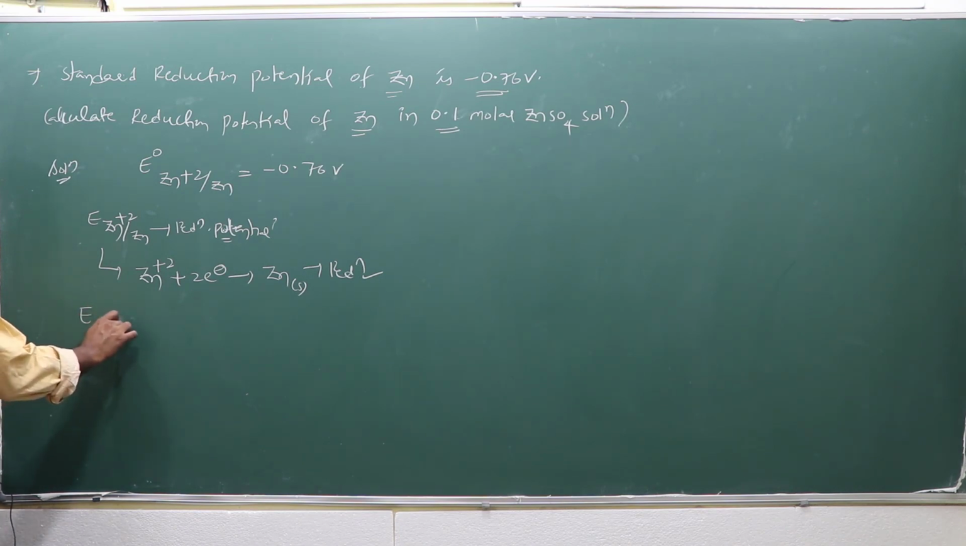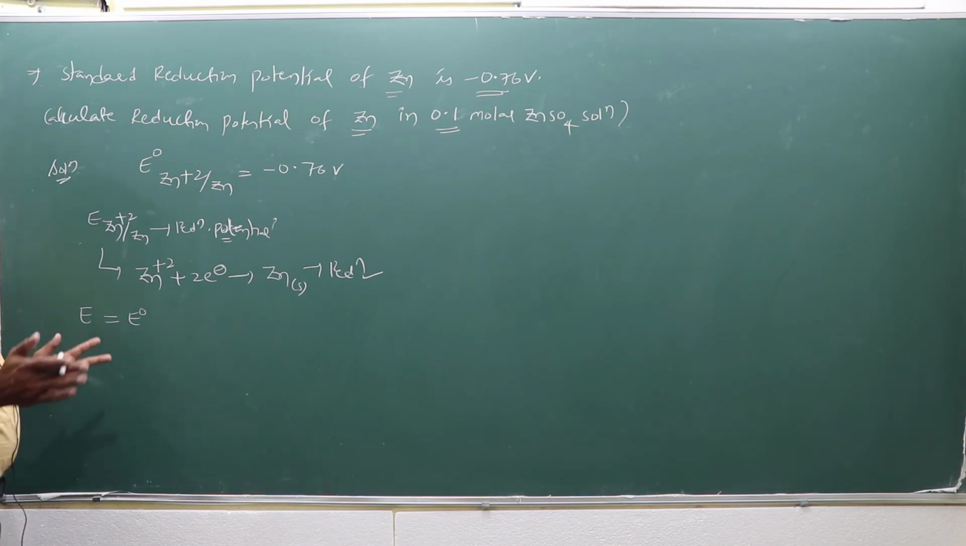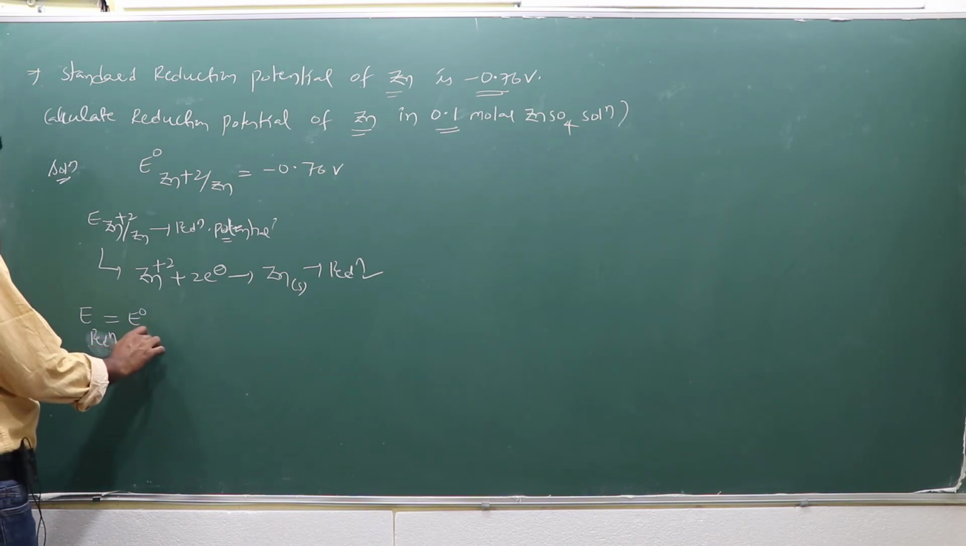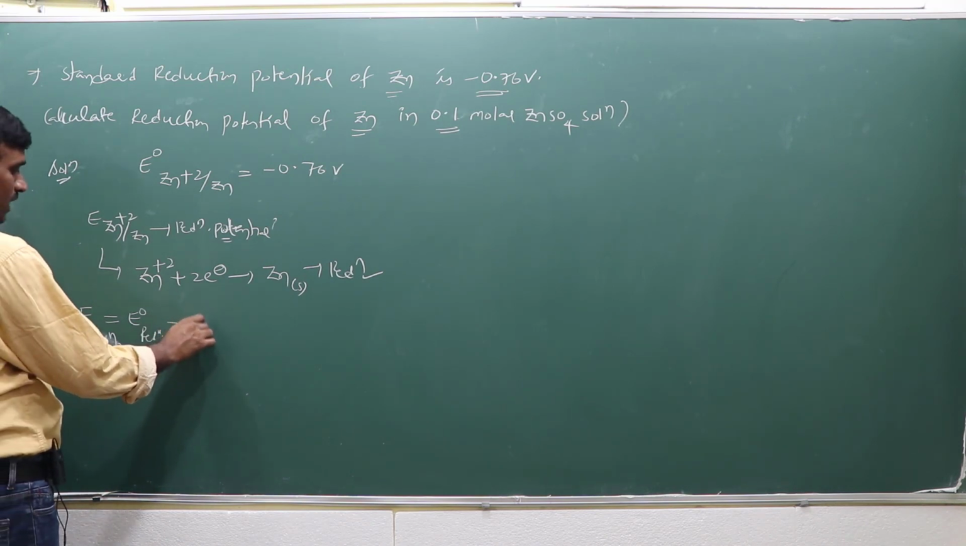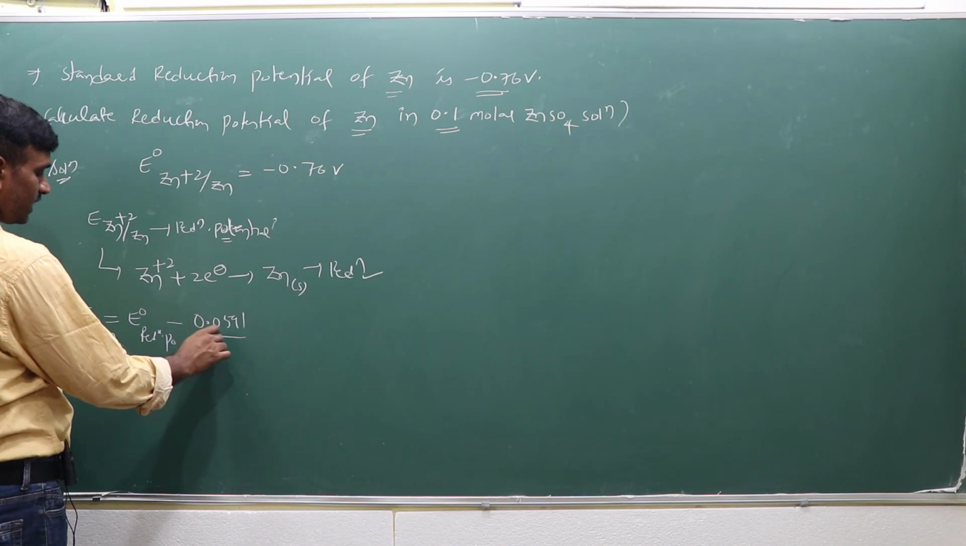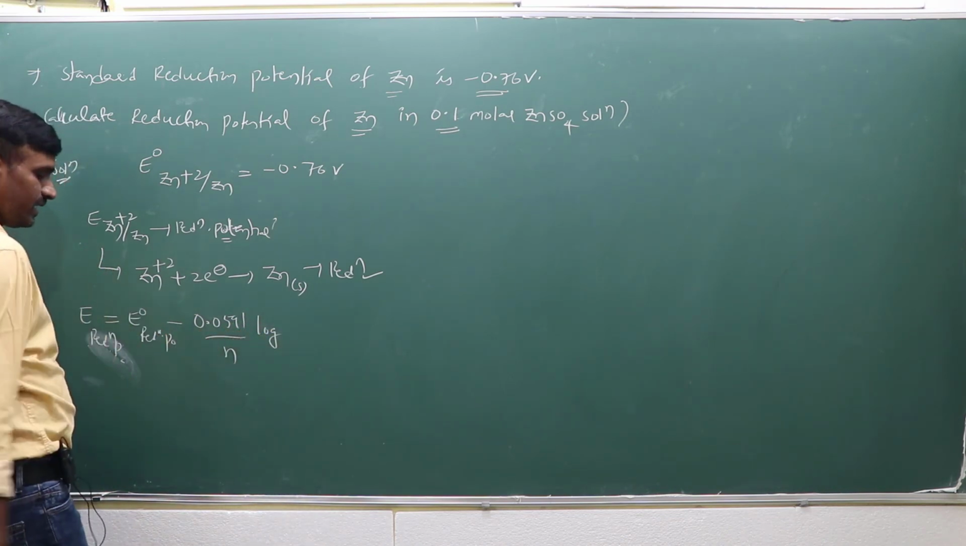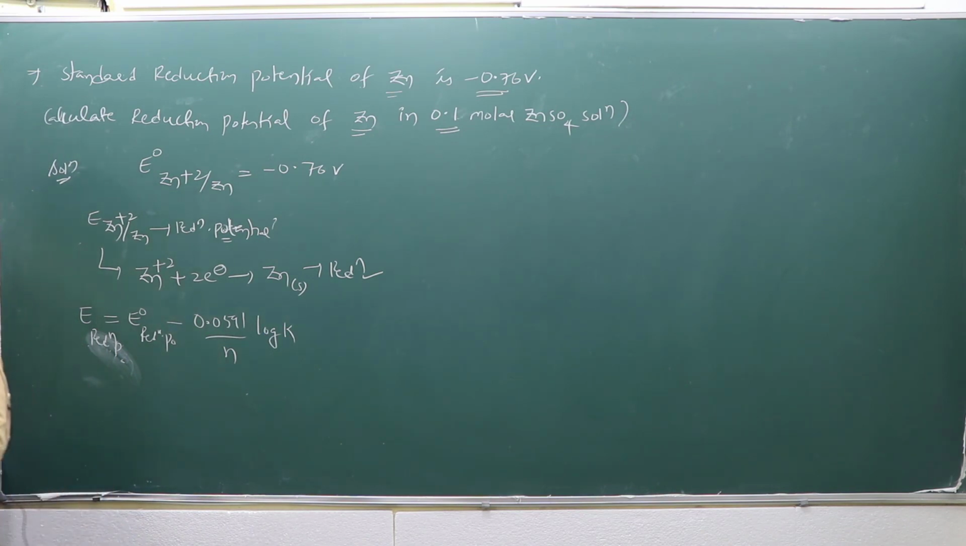E is equal to E naught. If it is a cell, or a half cell, no problem. If it is one half cell, cathode, and another one is anode, like that, you can apply that. So E of, I can apply for one half cell, zinc plus 2 to zinc. That means E of reduction potential is equal to E0 of reduction potential minus 0.0591 by N log K. K is the equilibrium constant, sorry, rate constant. Here in this case, it is the products concentration by the reactants concentration.